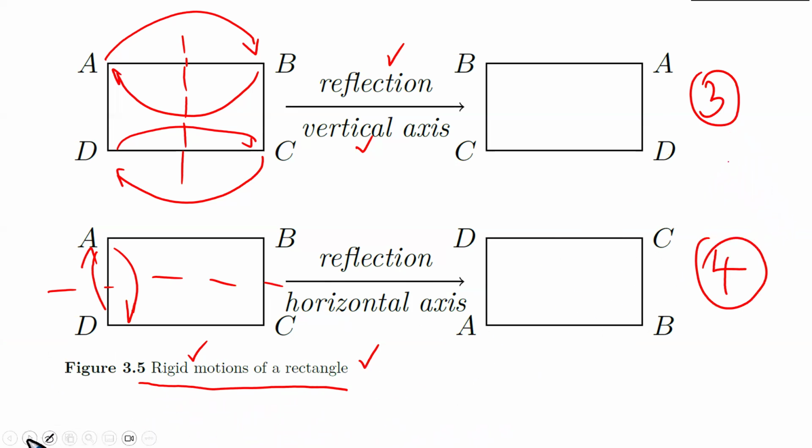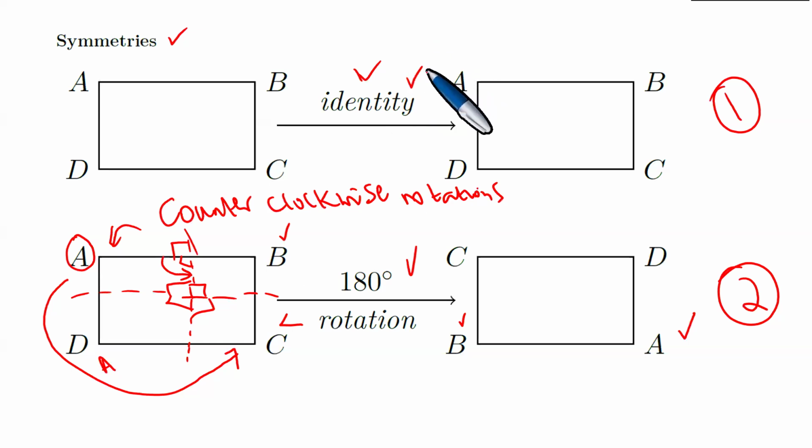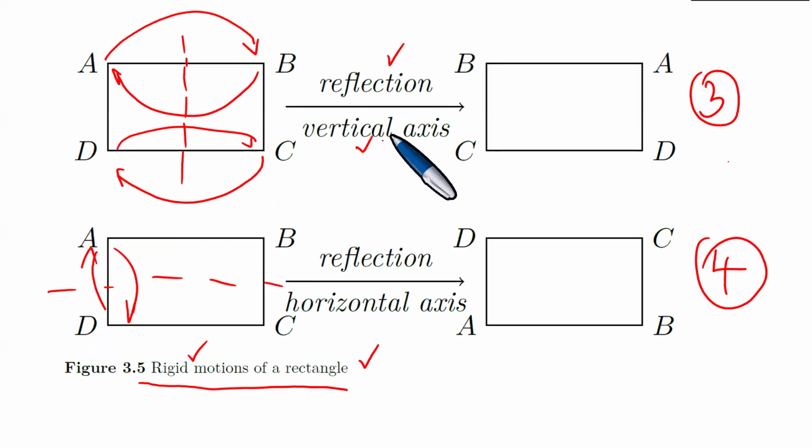What are they? First, the identity rigid motion, and that fixes the rectangle in its original position. Then we have the 180-degree rotation. We've discussed it. And then we have the reflection in the vertical axis, we've discussed it, and also the reflection in the horizontal axis. These are called rigid motions of a rectangle. We have counted 4 rigid motions of a rectangle.